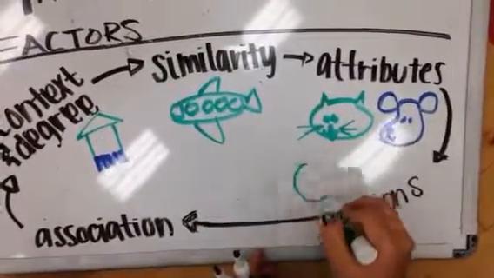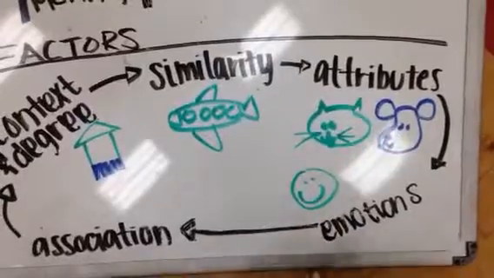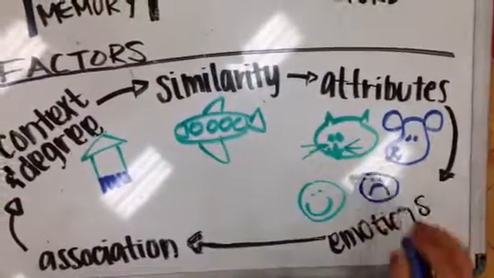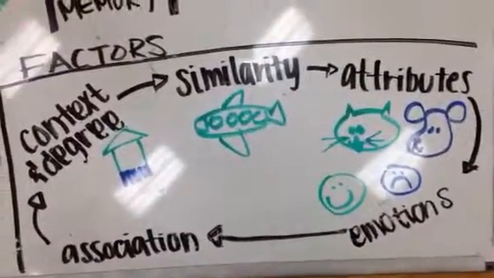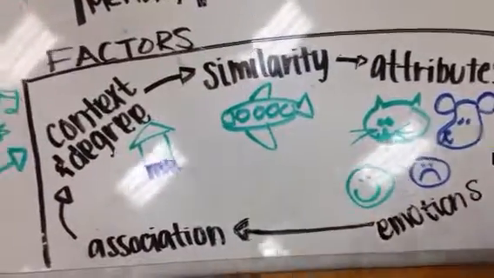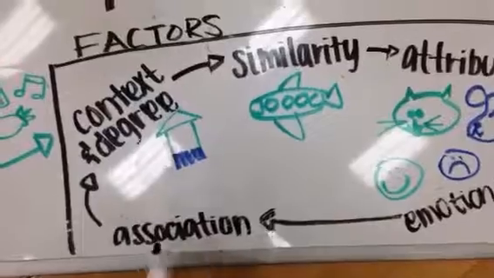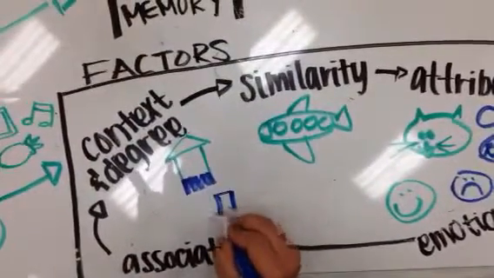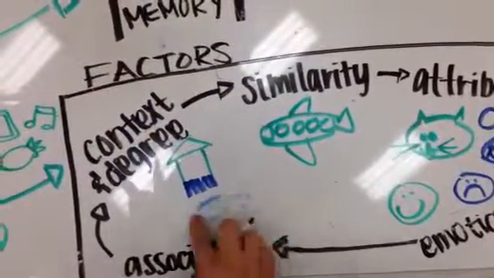Next is our emotions. Our positive and our negative emotions affect our learning, because if we have a negative emotion towards math, we can move on to the next math section, but we're still going to carry those emotions with us. Finally is association. It's when we learn things by comparing them.